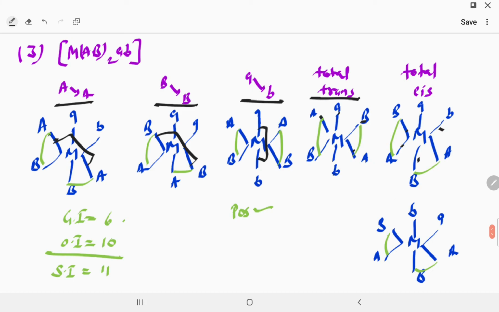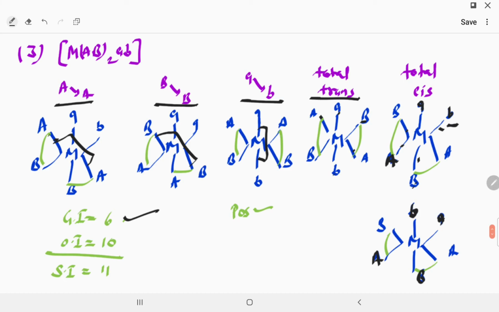Now understand my point, what I am saying. In this AB cis, this A is opposite to B, and this B is opposite to this A. Now this B is opposite to B, and this A is opposite to A, so they are different. So total geometrical isomers are 6. Now understand my point.